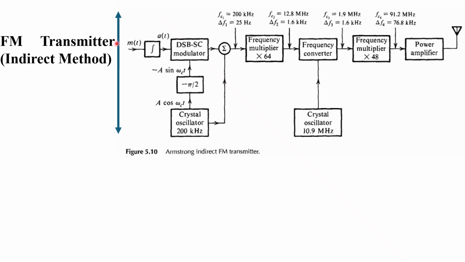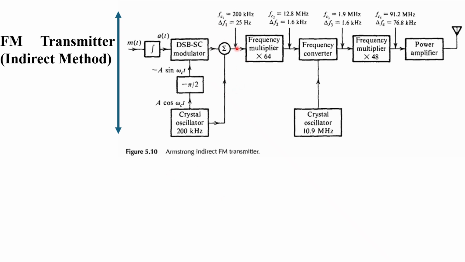So here you can see, m(t) is your message signal, so we take the integration over this m(t). So we'll have the information, and then there is a crystal which will generate the carrier wave, right? After generating the carrier wave, we'll have the phase shift by pi by 2, and then use this DSBSC modulator. So finally we'll have the frequency modulated signal, right? So this is your indirect transmitter.